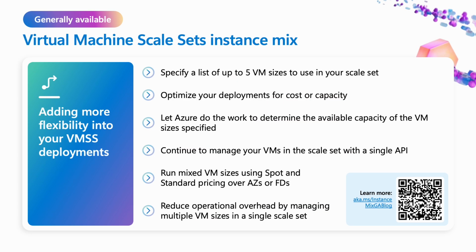So VMSS works with the capacity system to allocate the VMs for your workload. You can also mix spot and on-demand VMs together. VMSS will also help to deploy these VMs across availability zones, improving your resiliency footprint for your workloads. So, all in all, it simplifies the operational overhead that customers face when acquiring capacity.